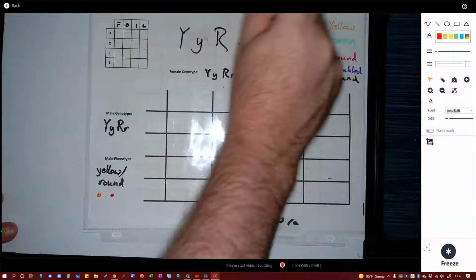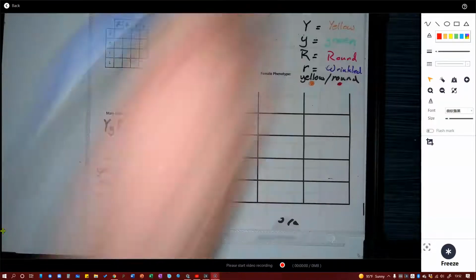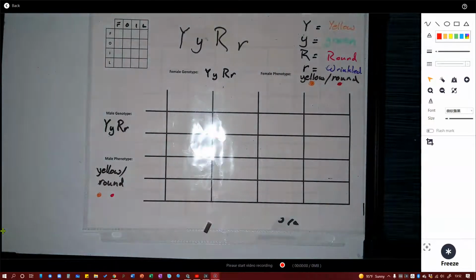In essence, a dihybrid cross is no different. We are essentially doing the same thing. There's just one extra little step you have to do that seems a little complicated at first, but I'm going to give you a trick to make it a little bit easier, okay?